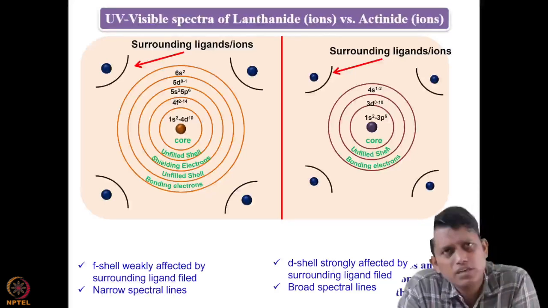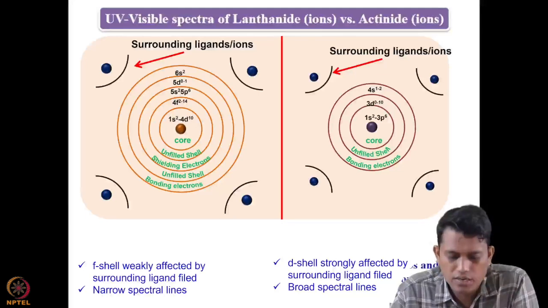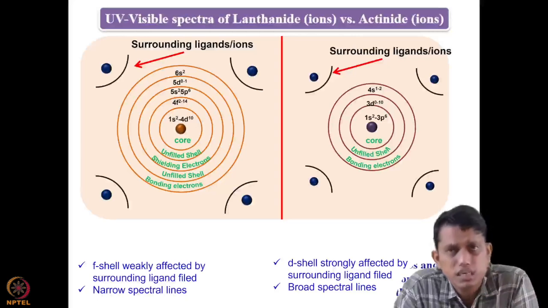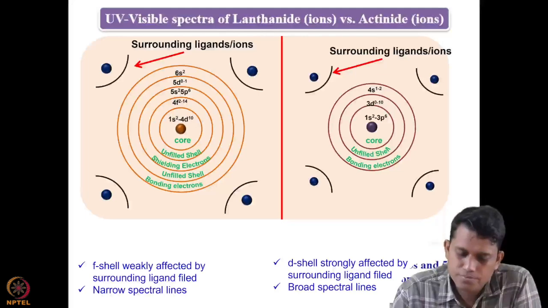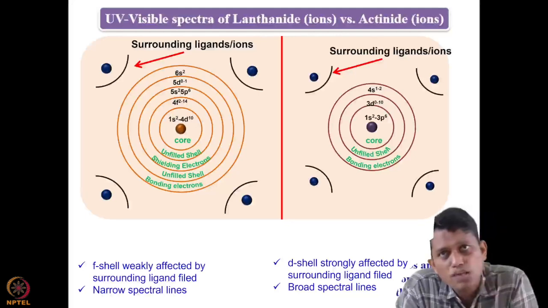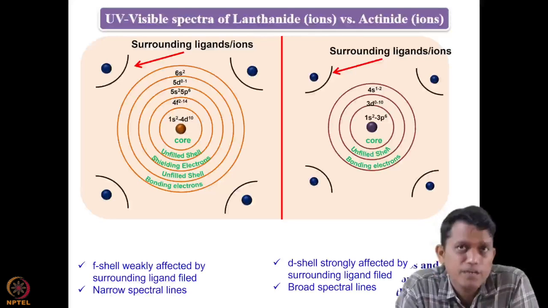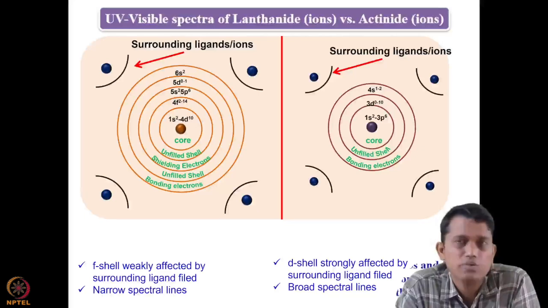But if you make an internal comparison between lanthanides and actinides, then lanthanides use 4f, actinides use 5f. And here again, if you see the spatial distribution, the 5f are more diffused. So if you compare the broadness of lanthanides and actinides in a given oxidation state, we can say the 5f may be a little broader because of the more diffusion compared to the 4f. And they are also more interactive with the ligand field compared to the lanthanides.